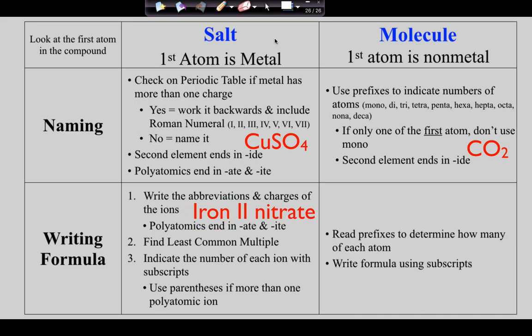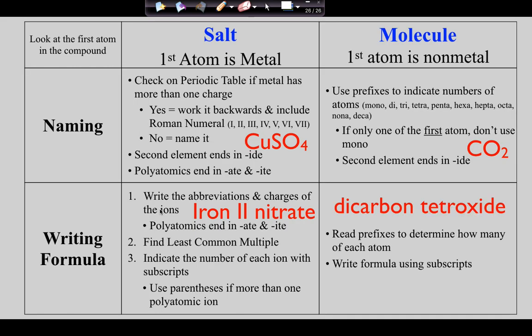So what if we look at the first element, and the first element, as in the example of something like dicarbon tetroxide, we look at this, and carbon is the first element, and that thing is a nonmetal. Well, then we know that we've got a molecule that we need to name. And again, the prefixes just tell us how many. So dicarbon would be C2, tetroxide would be O4, and that would be dicarbon tetroxide.